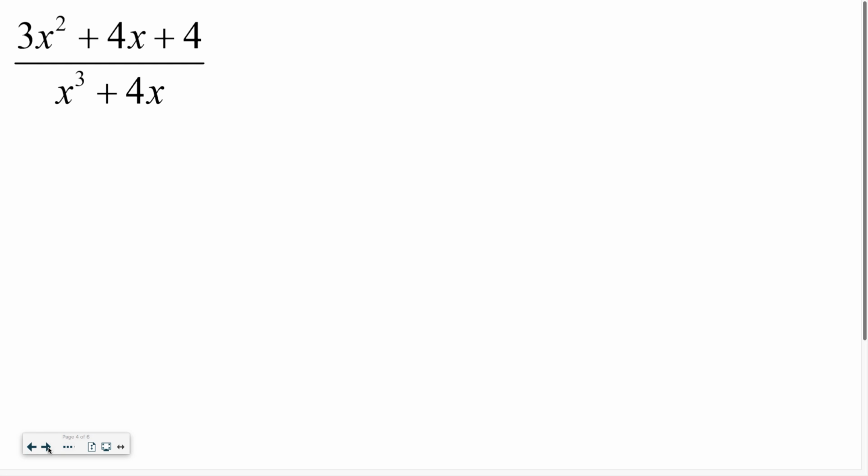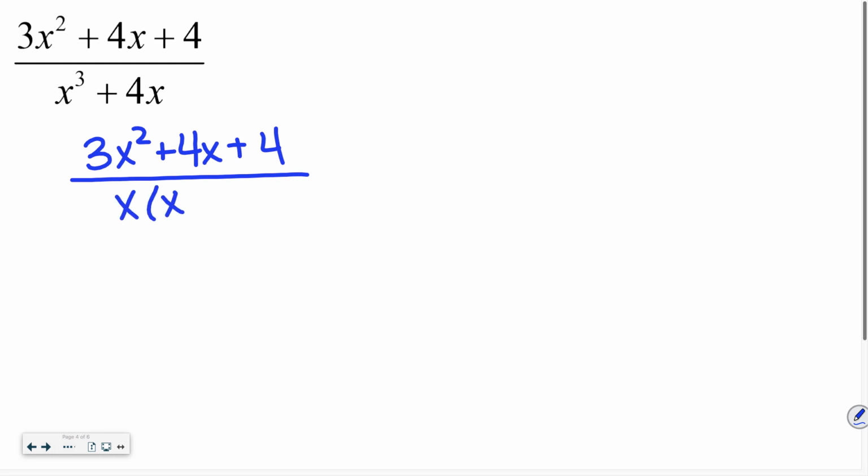Okay? As a reminder, when you factor, you should always look for a GCF, okay? And I hope that's been ingrained in your brain, but here's your reminder if it's not, okay? Our denominator, we can factor out an x, and left over is x squared plus 4.